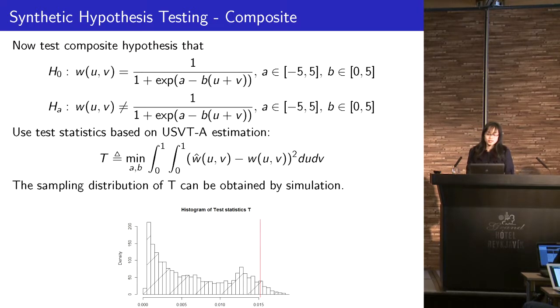This is much like finding the smallest distance between the observed estimate and the underlying space given by the family of graphons in the null hypothesis. Again, we can obtain the empirical distribution of the test statistic by sampling, and we can reject our null based on the sampling distribution.